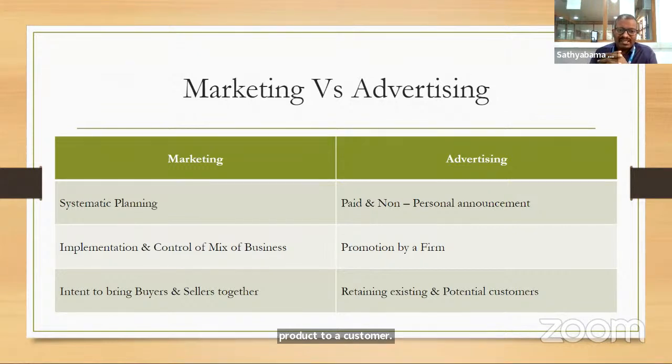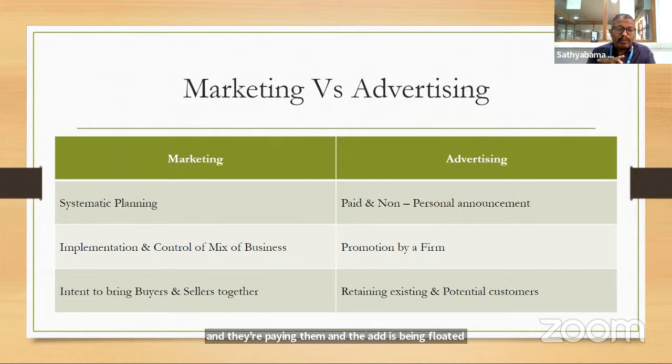Next is implementation and control of the mix of business. You are going to control and implement a mix of business. It can be word of mouth marketing, online marketing, or telephonic, of any kind. Next, advertising is promotion by a firm. An institution reaches out to a channel or newspaper, pays them, and the ad is floated.